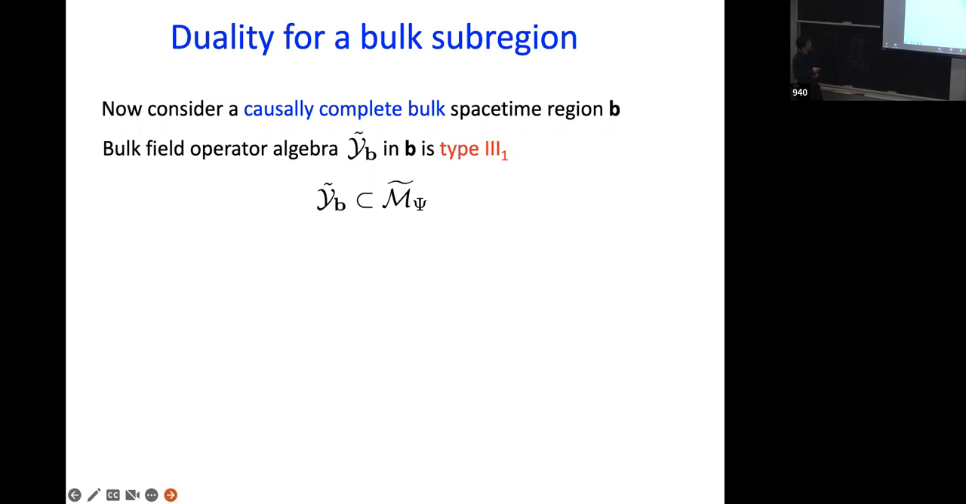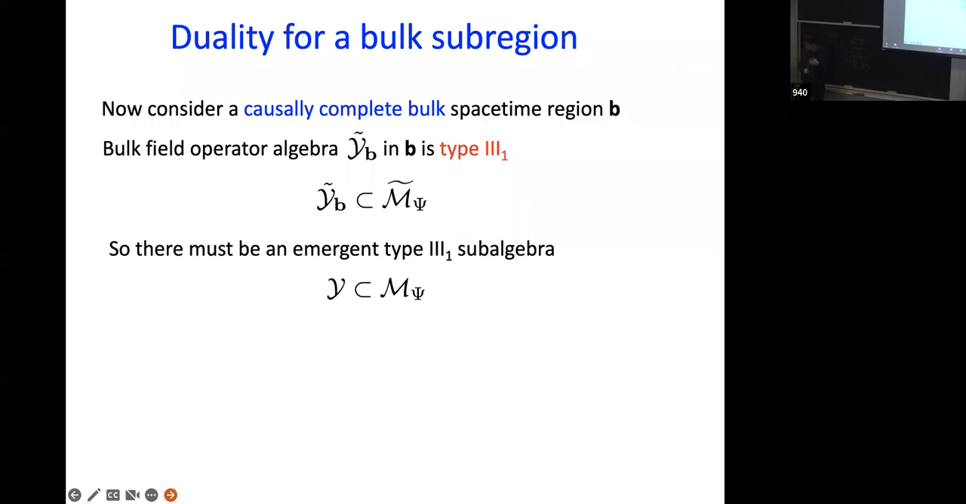As I mentioned, the quantum field theory in any spacetime region is type III-1, and this will be a sub-algebra of your bulk algebra. From the duality, since this is a sub-algebra of your bulk algebra, if the duality has to work, then there must be some emergent type III-1 algebra in the boundary theory, which is a sub-algebra of your full boundary theory in this limit. And these two should be identified.